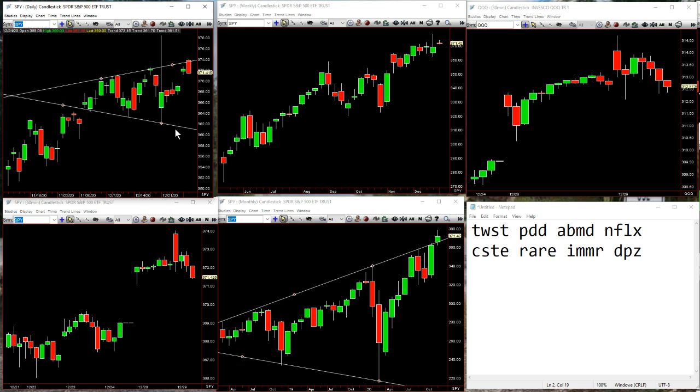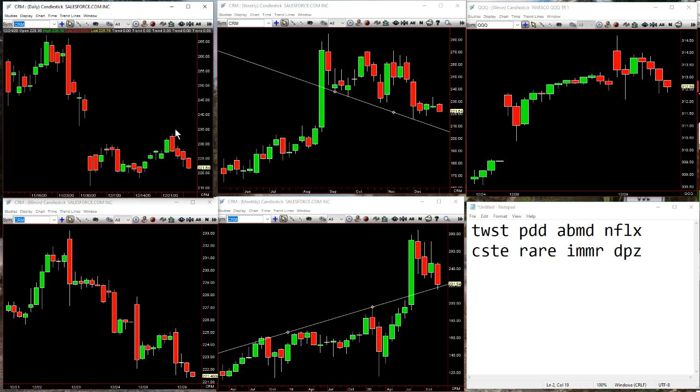So on the downside, you've got CRM here, shooter on the weekly, red on the month, right? Red on all time frames daily, and then when it's red on the 60, you're going to see this here, the inside bar to the downside. Everything's red, right? This thing's for sale as far as we know.